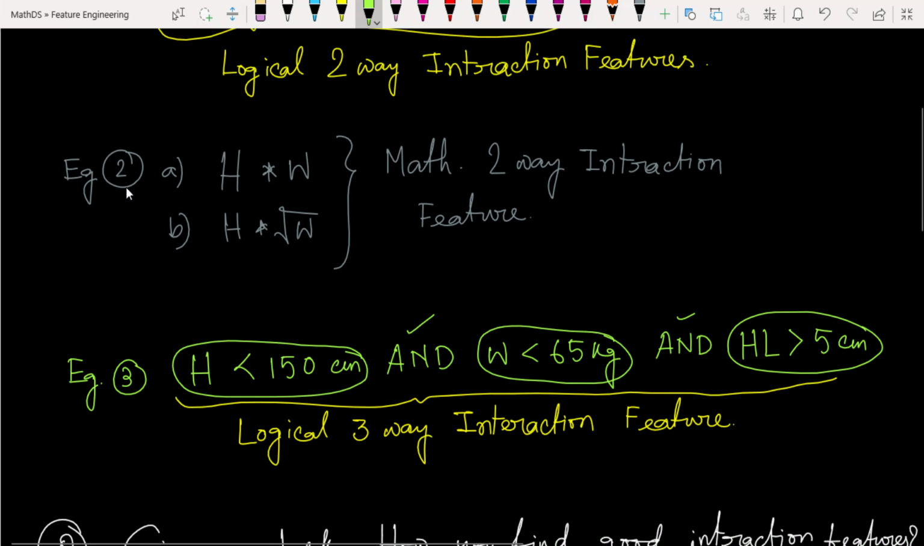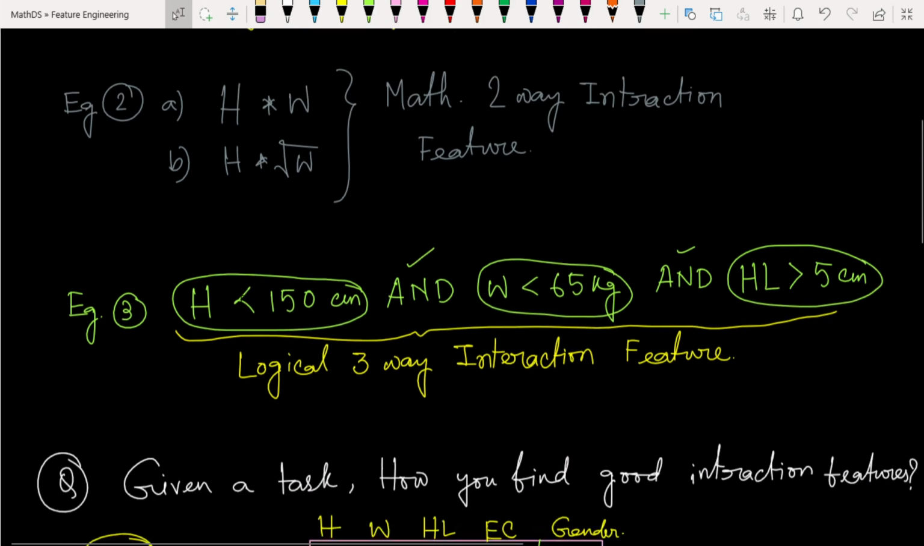Now let's try to understand through this example. Here we are using these two features. Suppose in a specific problem, we need height into weight, or height into root over of weight. If we require such interactions, then this kind of interaction is called a mathematical two-way interaction feature. Why? Since these two features, H and W, are interacted by using a simple mathematical operator. Because of these reasons, these are called mathematical two-way interaction features.